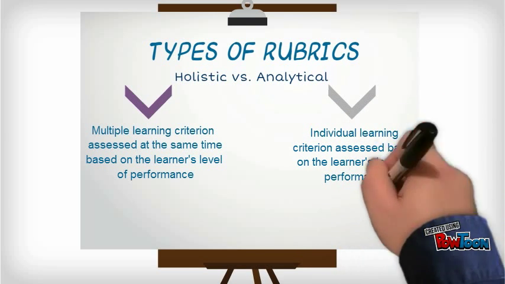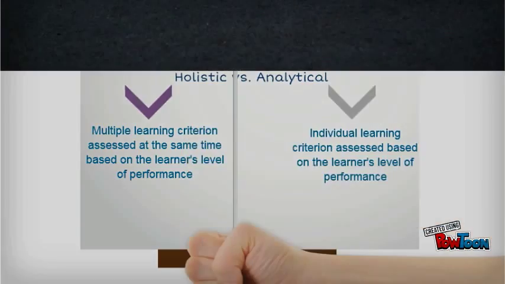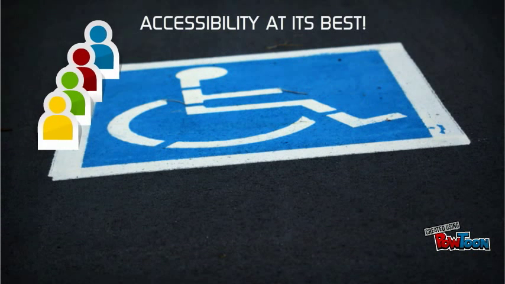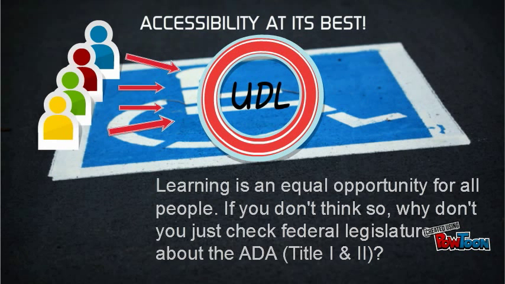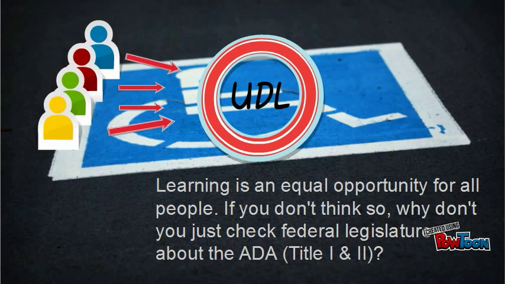Now, with rubrics in mind, let's look at accessibility. For everybody, it's best because people are different and people exist out there wanting to learn. So the universal design of learning takes into account the equal opportunity for all people. If you don't think people believe in the idea of learning, you need to look at some federal legislation about ADA Title 1 and 2.